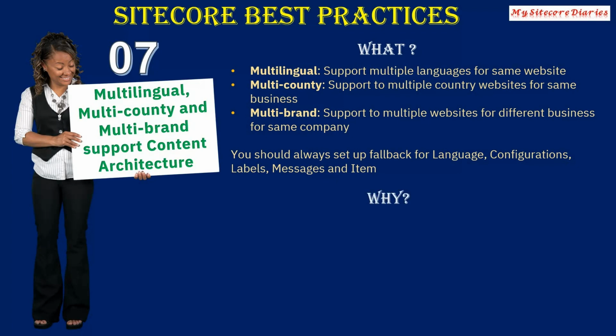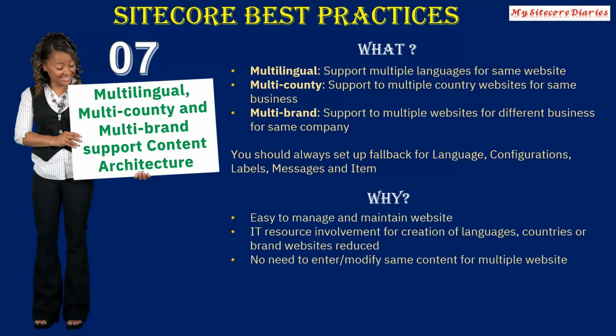So why should we be doing so? It will be easy to manage and maintain the website. IT resource involvement for the creation of a language, country, or brand website is reduced. There is no need to enter or modify the same content for multiple websites. For example, there are some English labels which will be used for all the countries which speak English, so the label will remain the same. If you create a fallback, then you can have shared content. That way it is easy. So it is very important to design your content tree to support multilingual, multi-country, and multi-brand websites. It can be done by setting up fallback languages for language configuration, labels, and message items, and also by creating some shared content. Okay, so the seventh best practice: multilingual, multi-country, and multi-brand support content architecture.